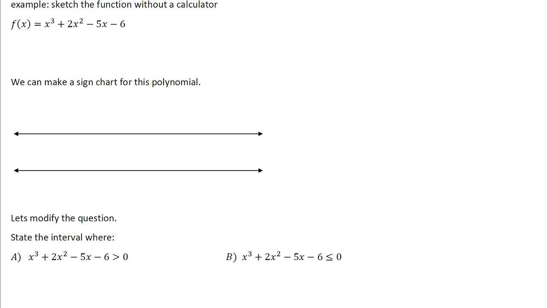Alright, so let's see what we're going to do with this. We have an example here, and we have this polynomial function f of x equals x cubed plus 2x squared minus 5x minus 6. What they're going to want us to do is sketch the function without a calculator.